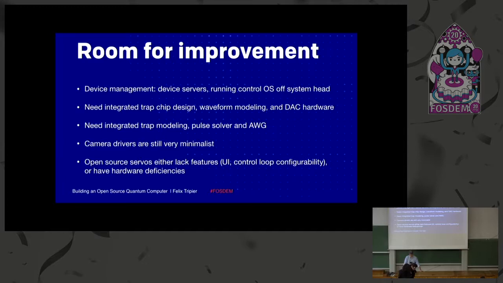Camera drivers are still very minimalist. We can look at ions, but we want to do things like automatically detect when they leave, when they enter, things like that. So this is, for the computer vision researchers in the audience, your time to shine. We have open source servos, which either lack features or have hardware deficiencies. So we need to choose between one or the other, and it's not that great.